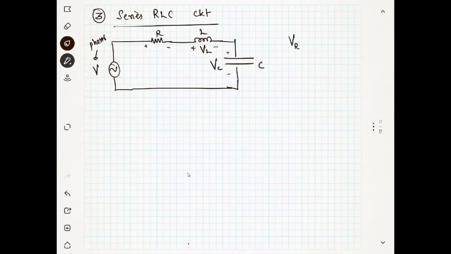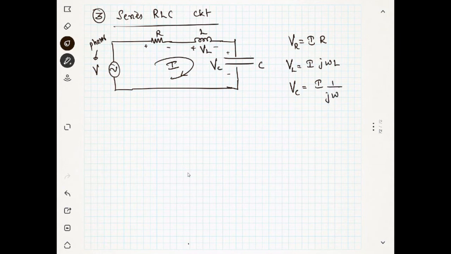What will be my VR? There will be a current phasor which is I. Current should be the reference, and VR is I into R. And what is VL? I into j omega L. That means it will be 90 degree, right? And what will be VC? I into 1 over j omega C, that is, minus I by j omega C.